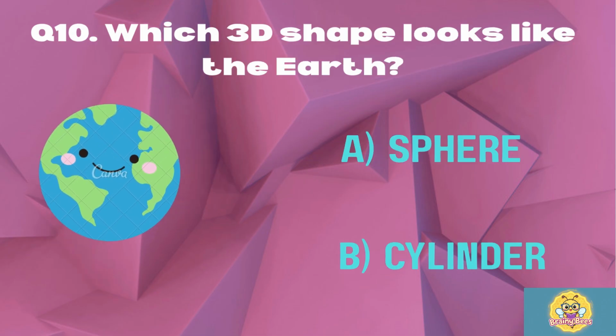Which 3D shape looks like the Earth? A. Sphere, B. Cylinder.